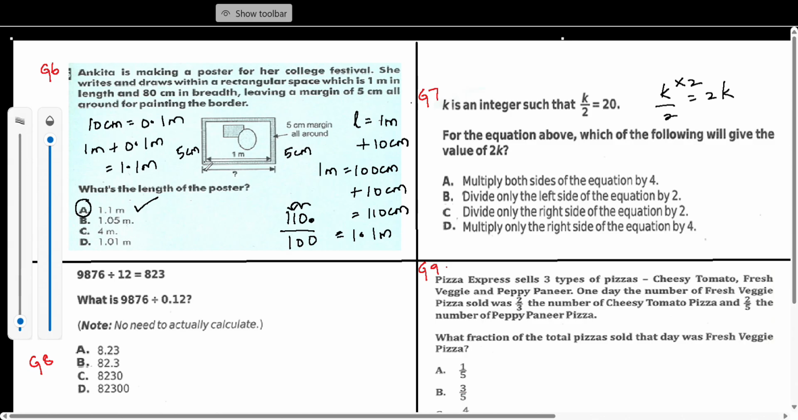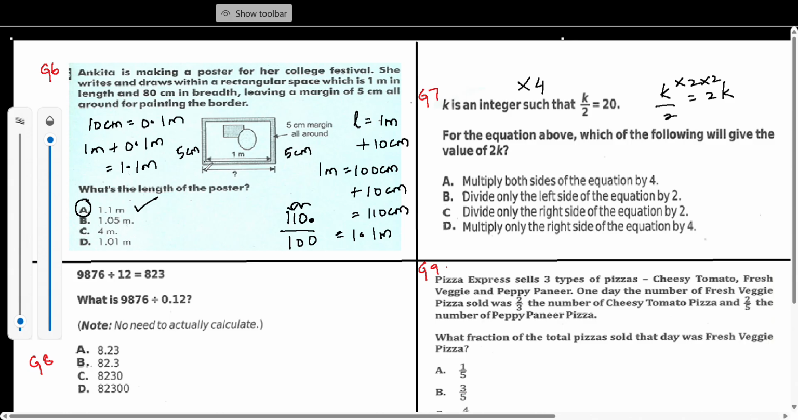To make it 2k, you will have to multiply it again by 2, which means you have to multiply it by 4. And normally, in an equation, whatever operation or manipulation you do on one side, the same thing should be done on the other side, so as to keep the original equation unchanged, so that you're not altering it. So obviously multiply both sides of the equation by 4. Part A makes sense. Part B says divide only the left side.